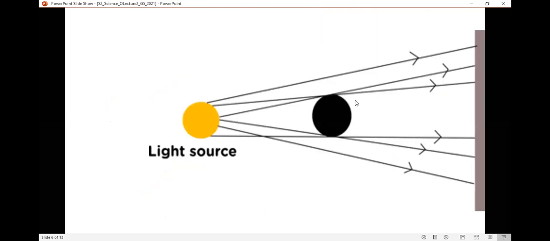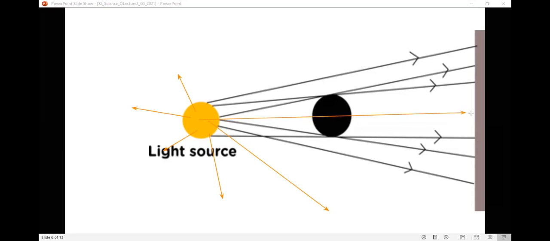Here is a light source. This light source sends rays of light in the room. Light rays everywhere. Look at this light ray. Can it continue its way? Well, it's blocked with something. It gets blocked with an opaque object.